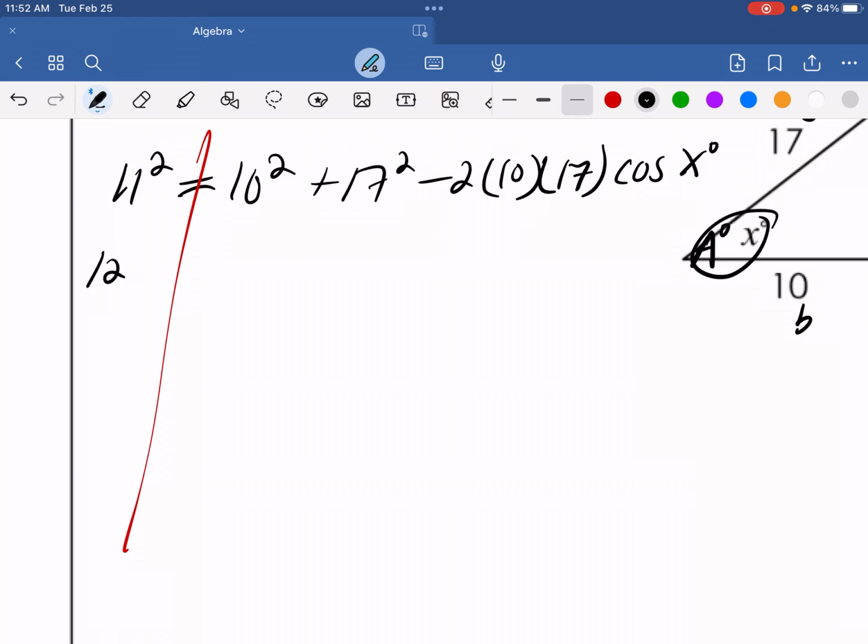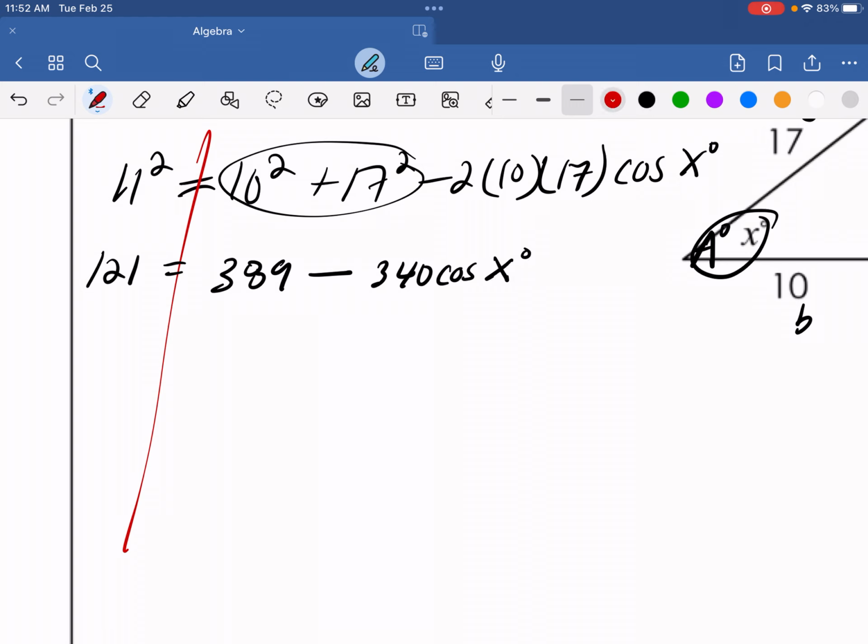11 times 11, 121. 10 times 10, 100. Plus 17 squared, 289. Plus 100. So I'm going to erase this part. When you put this in the calculator, it turns into 389 minus 2 times 10 times 17 minus 340, and then cosine x. Okay, can you subtract these two numbers first?